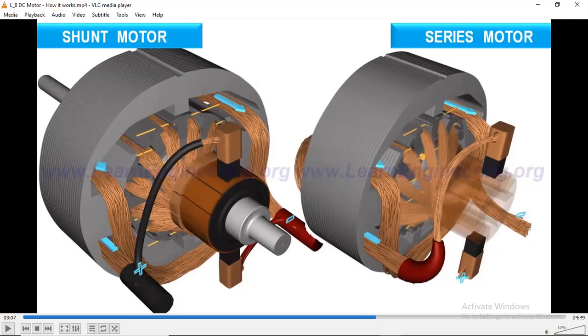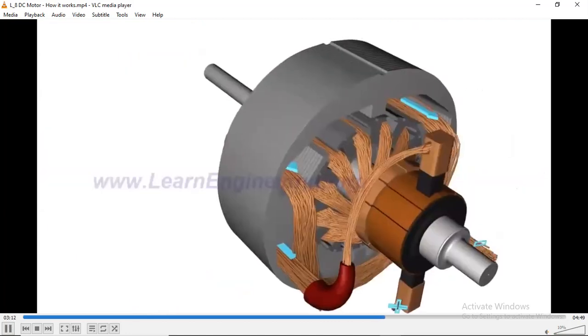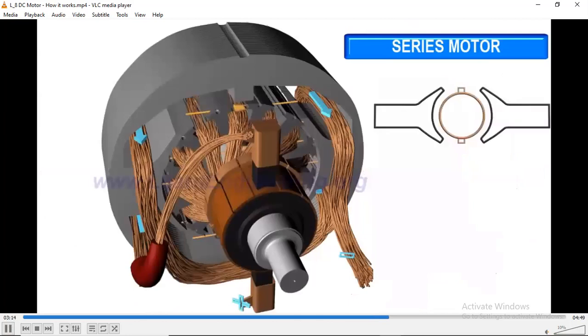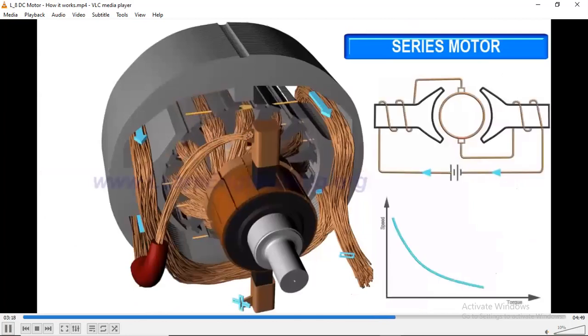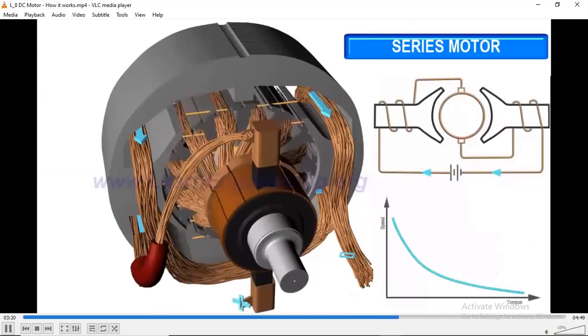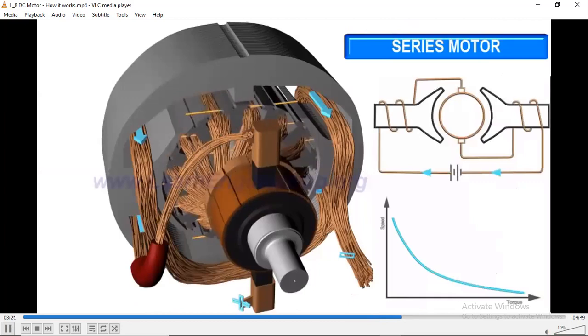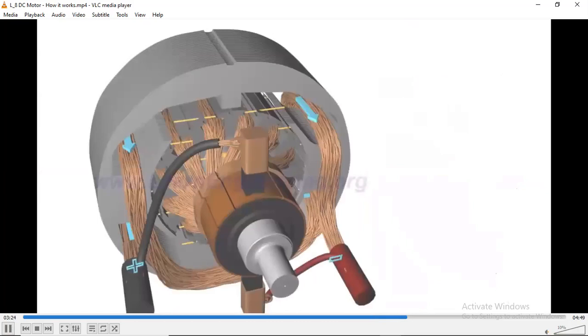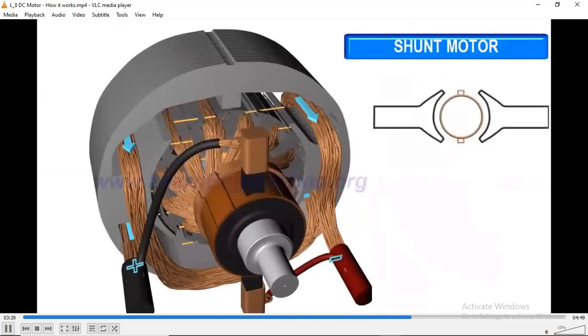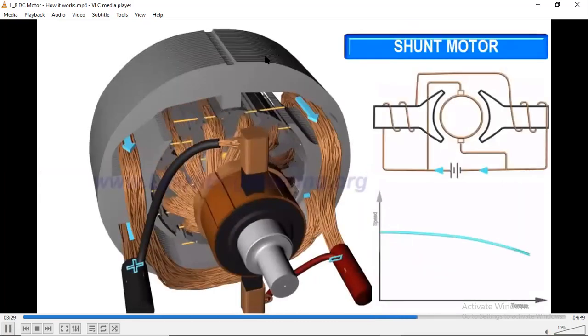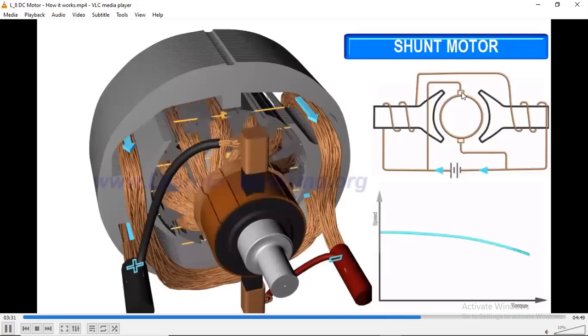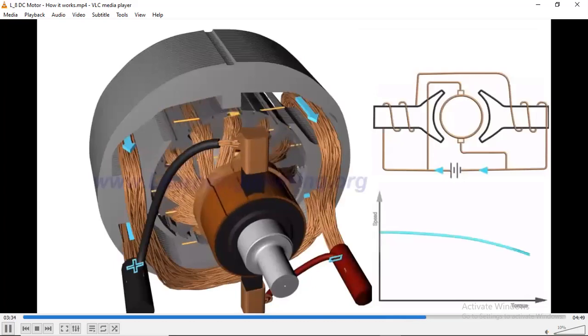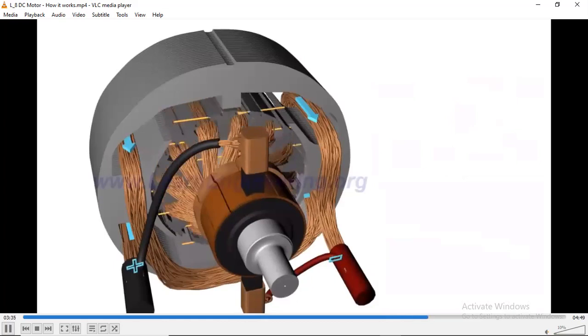So this is the main difference between shunt motor and series motor, as compared on the supply side, that is, how we provide the DC supply to the DC motor. In a series motor, the armature winding and field winding are in series with each other. That's why it's called a series motor. And the shunt motor, as we said, has a parallel connection between the field winding and carbon brushes, so we call it a shunt motor or parallel motor.